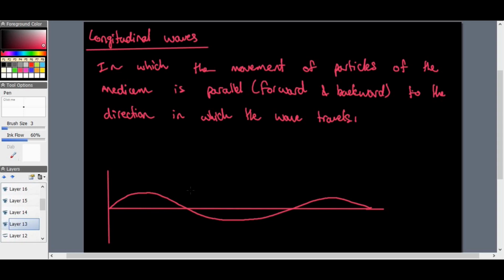So that's about all we need to know from longitudinal waves. Wavelength and everything will work the same in terms of calculation. The calculations would stay the same.